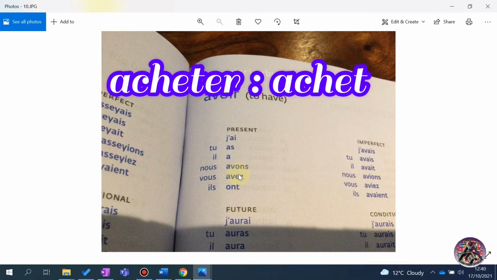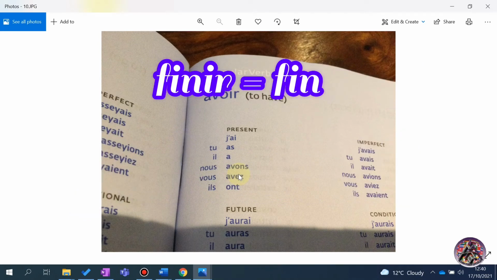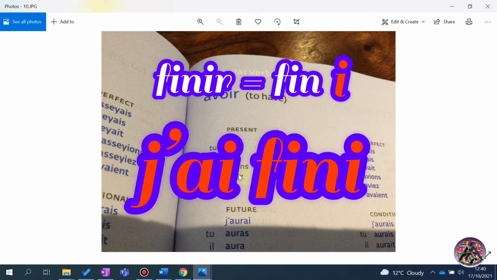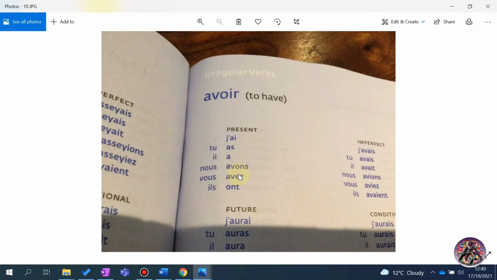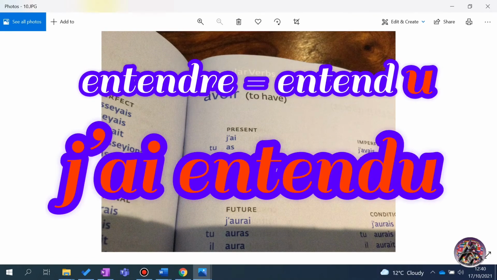So if it's an ER verb, you take off the R, put E accent. So like j'ai acheté. If it's an IR verb, you take off the IR at the end and you put an I, like j'ai fini. And if it's an RE verb, you take off the RE and you put a U, j'ai entendu.